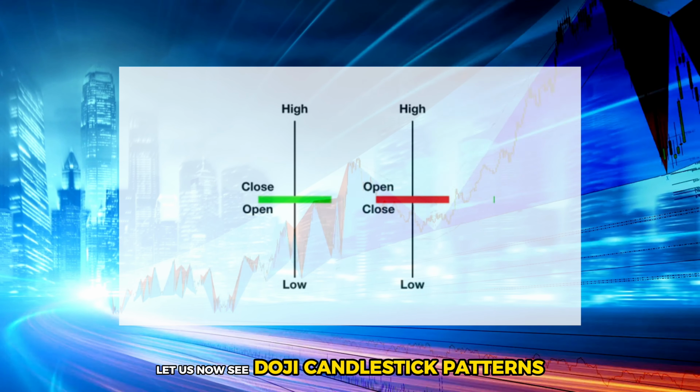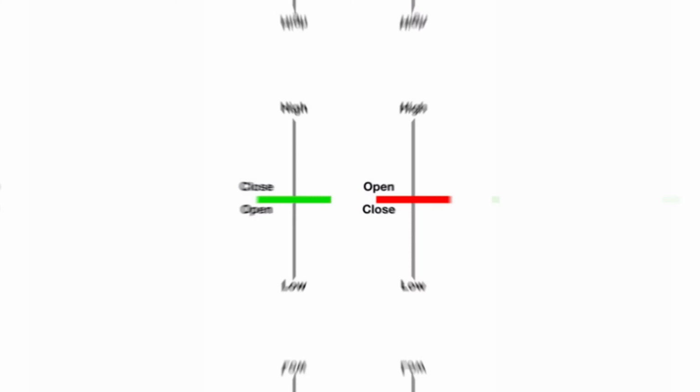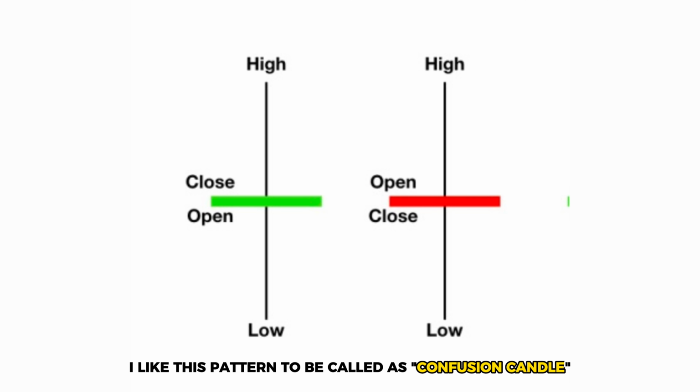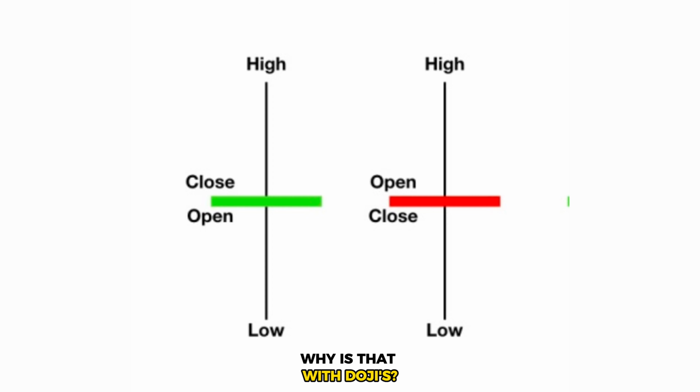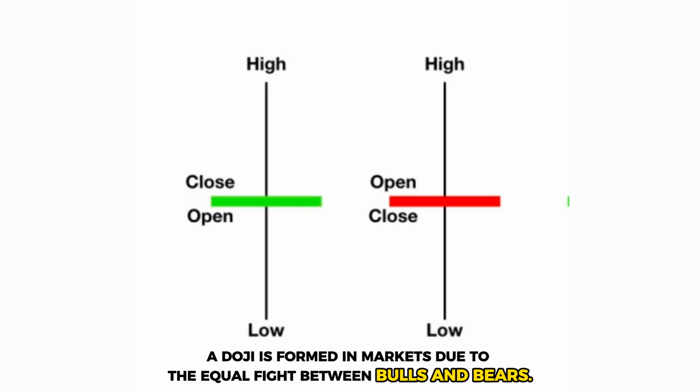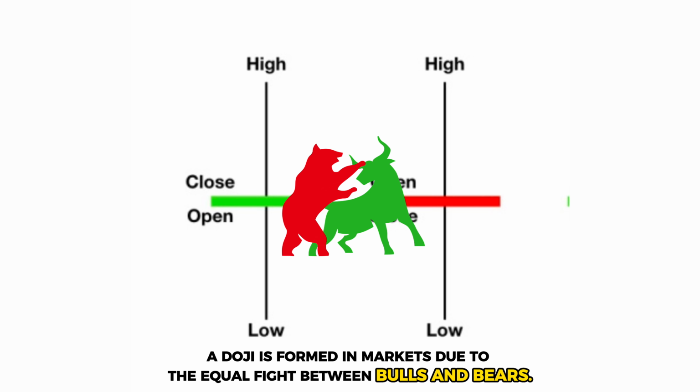Let us now see doji candlestick patterns. I like this pattern to be called a confusion candle. Whenever you spot a doji candle in the live market, stop. Don't enter a trade. Wait for another candlestick to be formed after the doji. There are no clear assumptions you can get from dojis. Why is that with dojis? A doji is formed in markets due to an equal fight between bulls and bears.